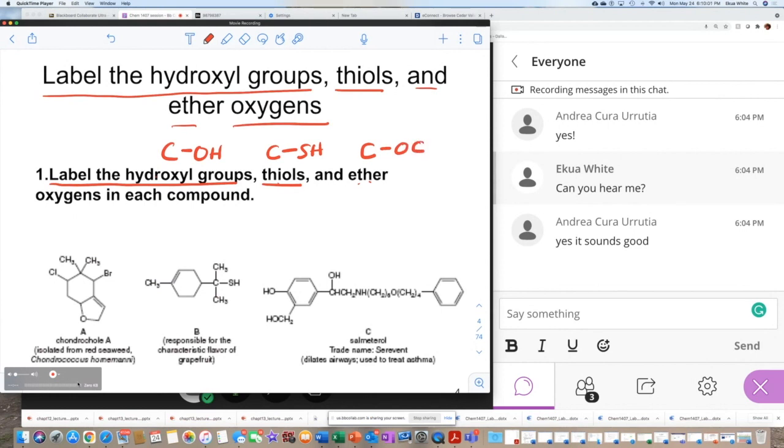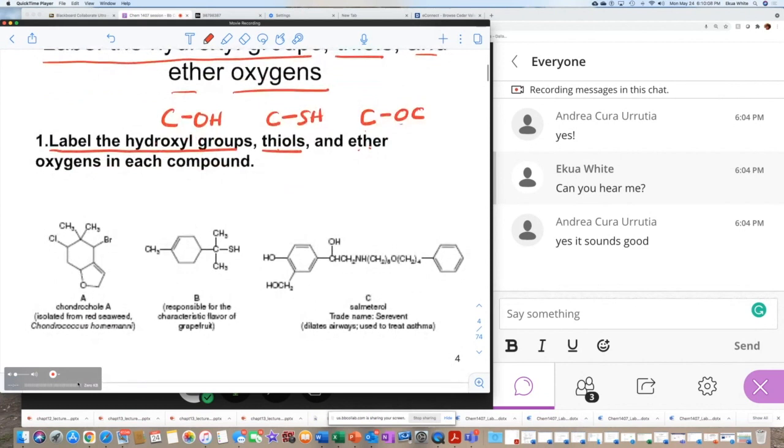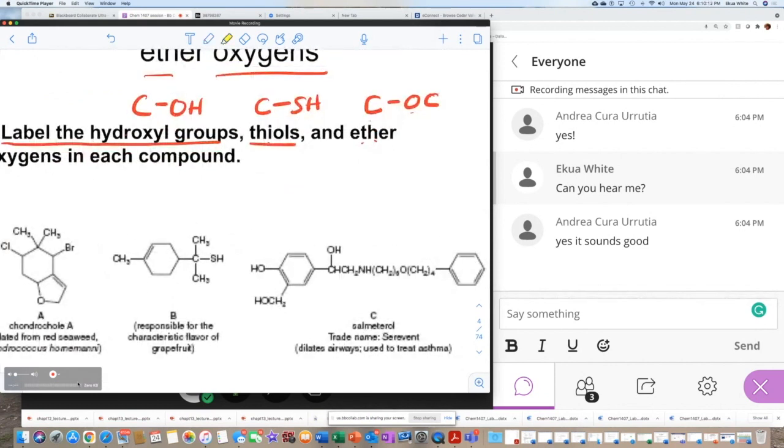Like that, right? So COH, CSH, COC. That's what we're looking for, that combination. Okay, so let's see. We can start off by trying to find the easiest one, right? Why don't we start with the sulfur? So I'm going to try to find the thiol first. I'm looking for S, right?